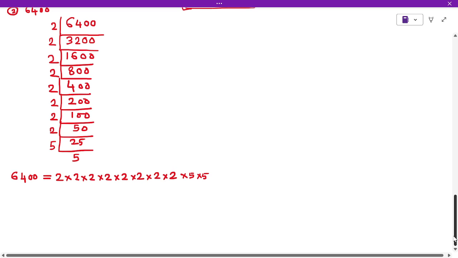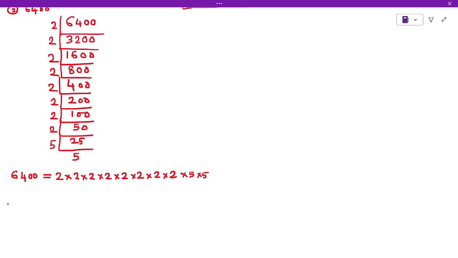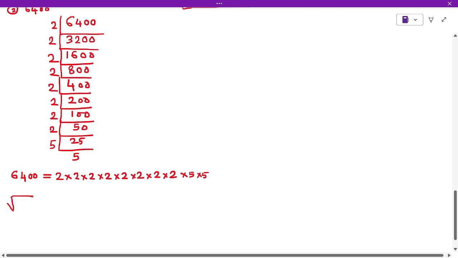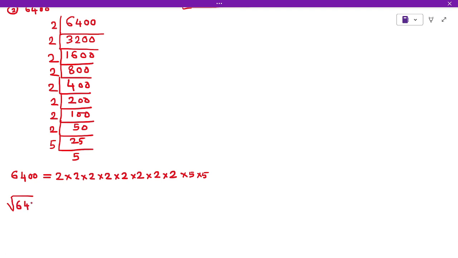Now what is the question? The question is to find the square root of 6400. So let me write down the symbol, square root of 6400. This is the question. How can I find it now? This is step 1: express the given number in terms of prime factors. After expressing the number in terms of prime numbers, remember, when you are finding the square root, we take pairs of the same numbers.